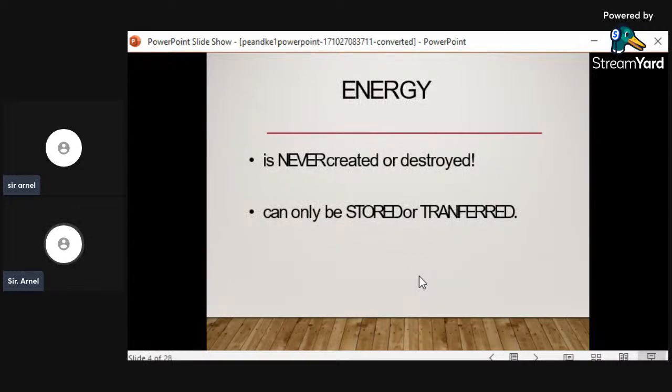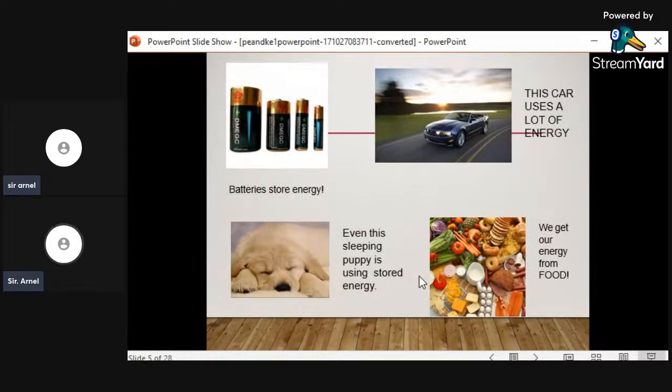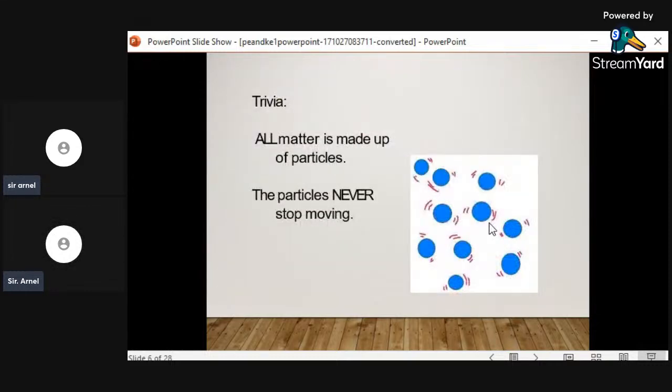Energy is never created or destroyed. It can only be stored or transferred. Examples of energy are a battery, a car, sleeping puppies, and our food. As a trivia, all matter is made up of particles, and the particles never stop moving.